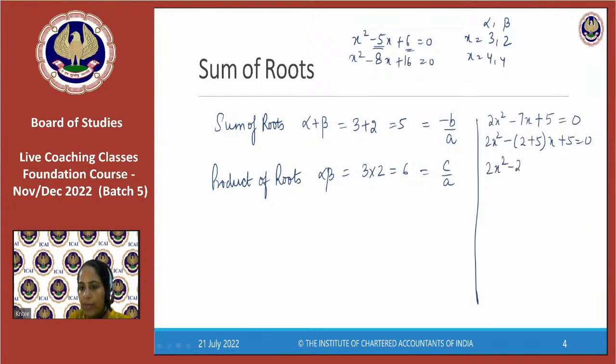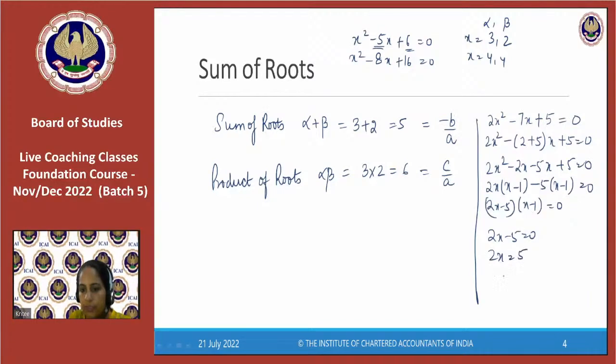So 2x square minus 2x minus 5x plus 5 equal to 0. 2x taken out as common, x minus 1 minus 5 (x minus 1) equals 0. So (2x minus 5) into (x minus 1) equals 0. So 2x minus 5 equals 0, 2x is equal to 5, x is equal to 5 by 2. x minus 1 equals 0, x is equal to 1.